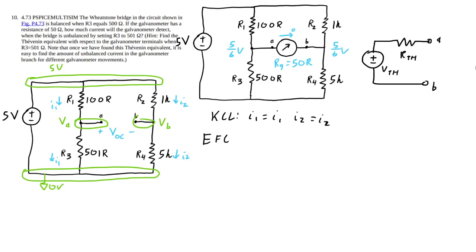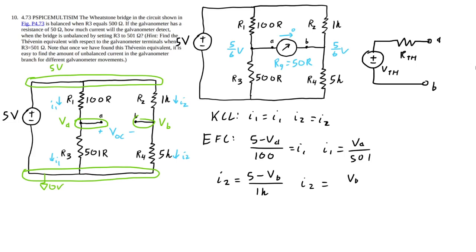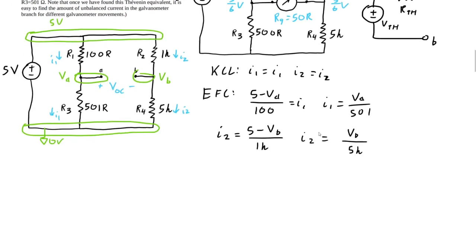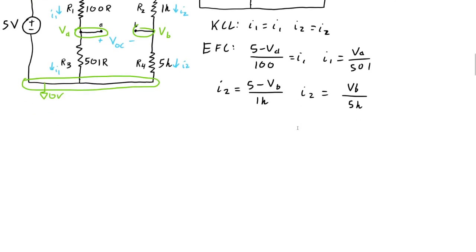So at node A, we have (5 volts minus VA) divided by 100 equals I1. I1 also equals VA over 501. I2 equals (5 volts minus VB) over 1K. And I2 also equals VB over 5K. That's VB to ground. So let me make sure that that's a B. I know it's a B, but I want to make sure that you guys know it's a B.